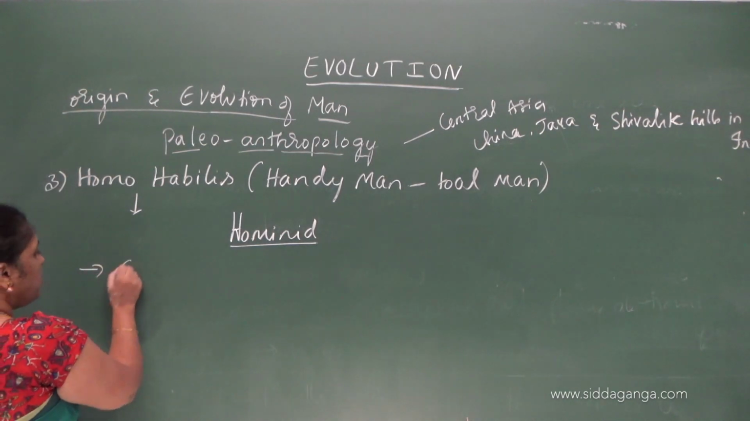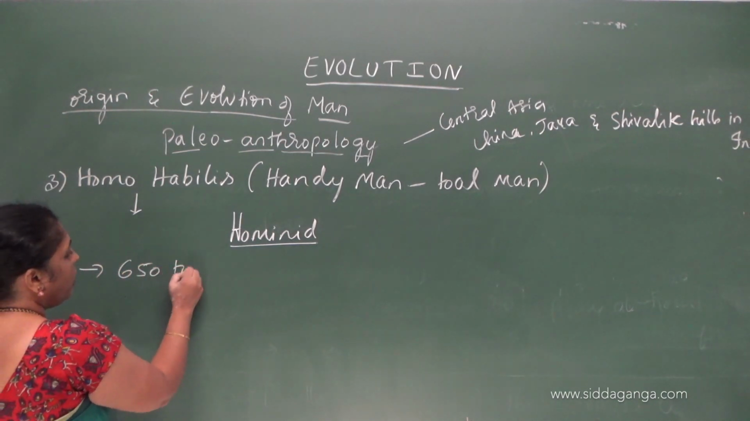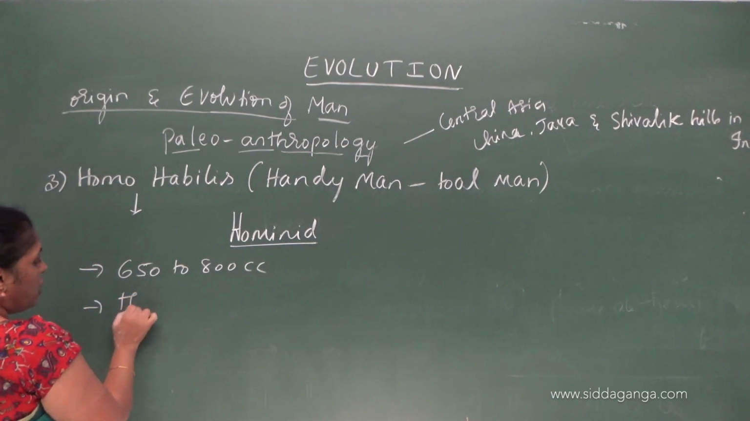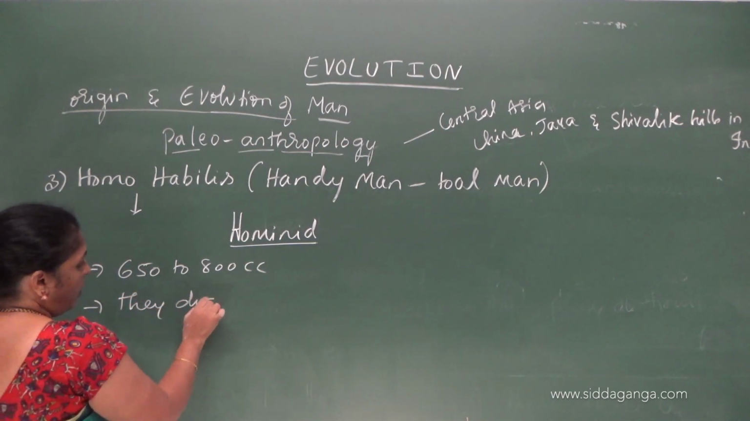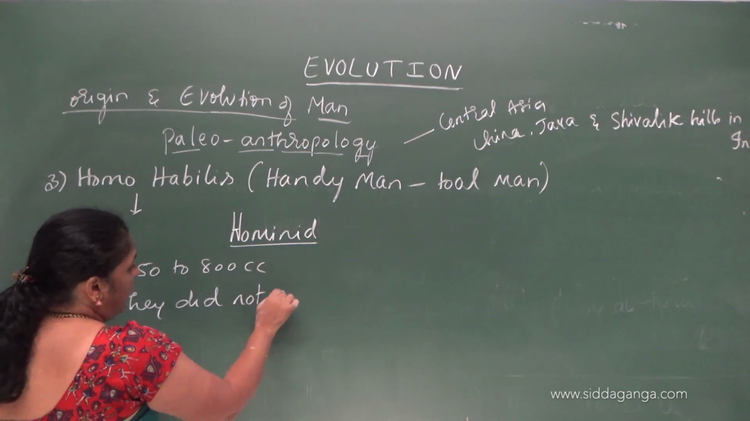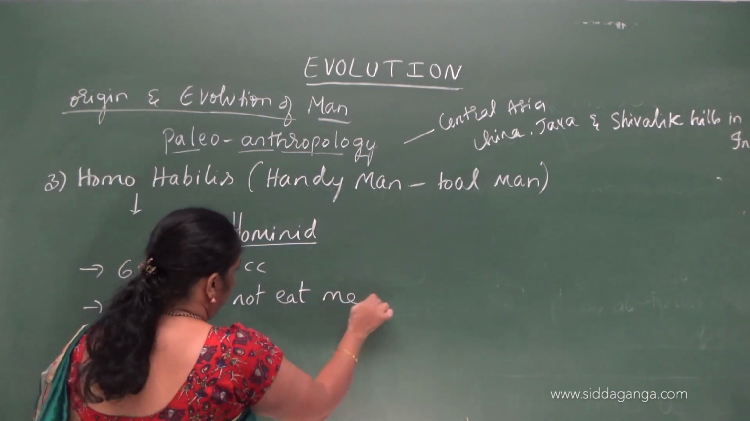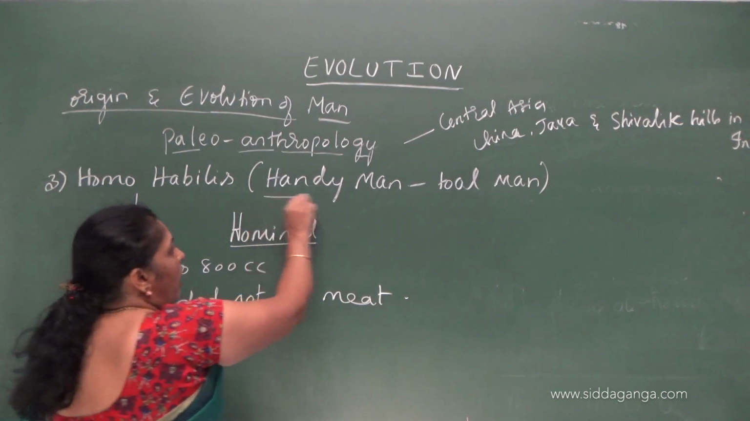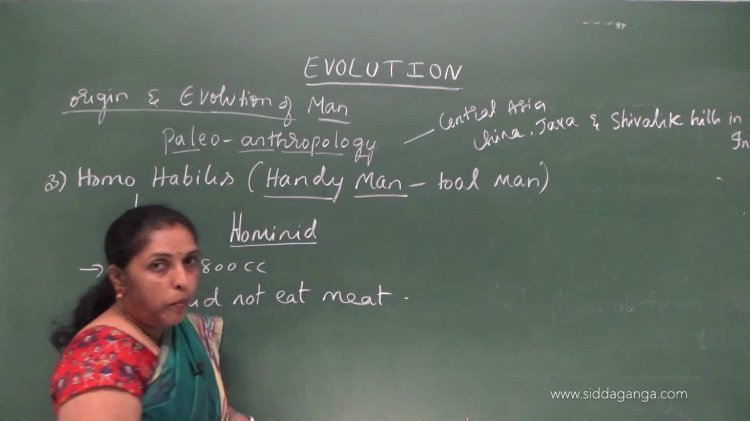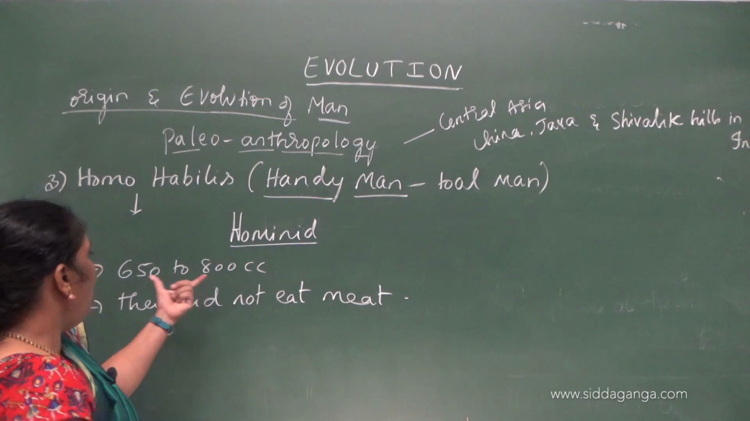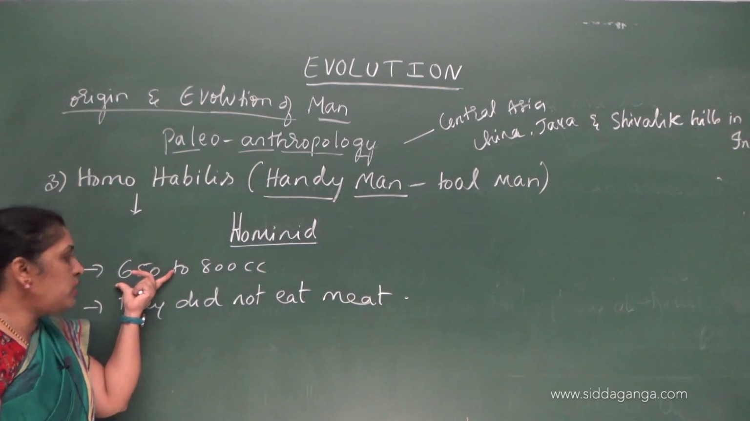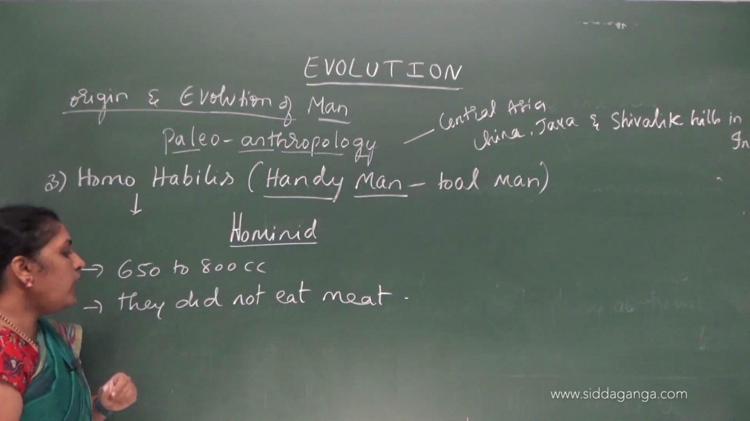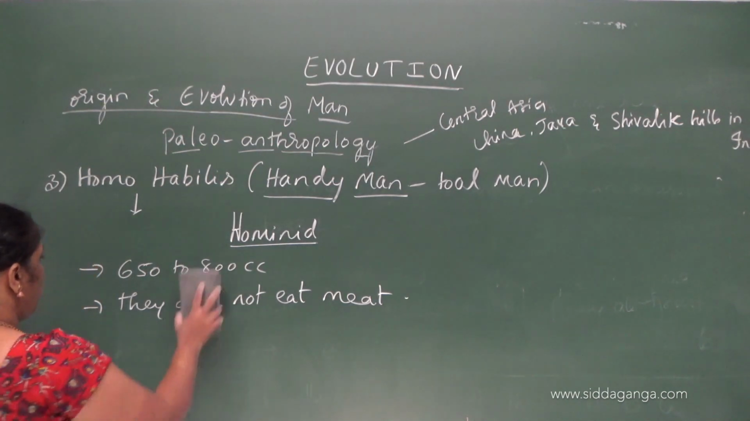Their brain capacity lies between 650 to 800 cc. They did not eat meat. So this is about Homo habilis. They are also called handy man or tool man. Their brain capacity was 650 to 800 cc. They did not eat meat.